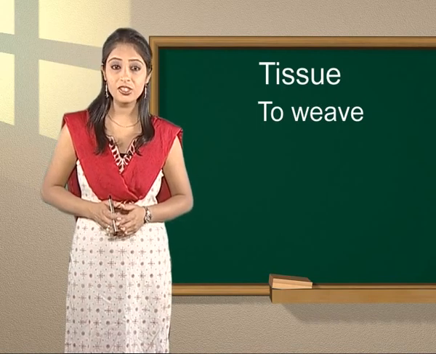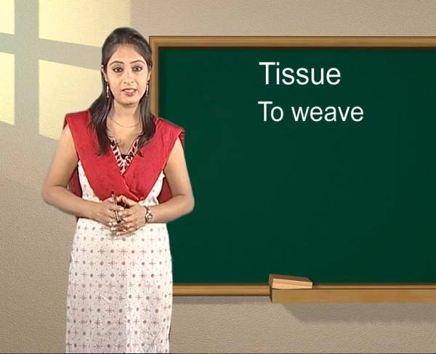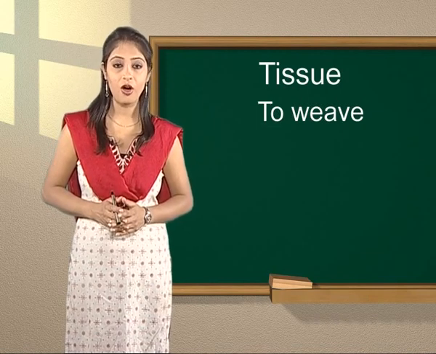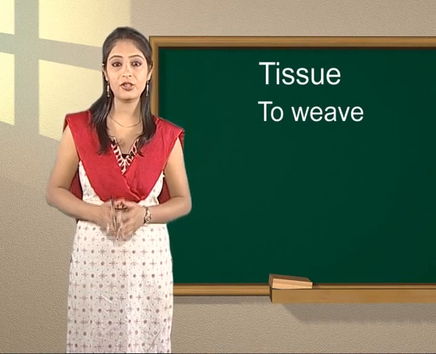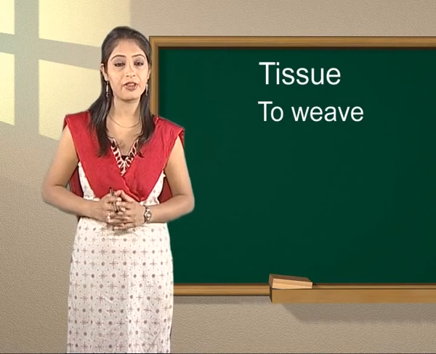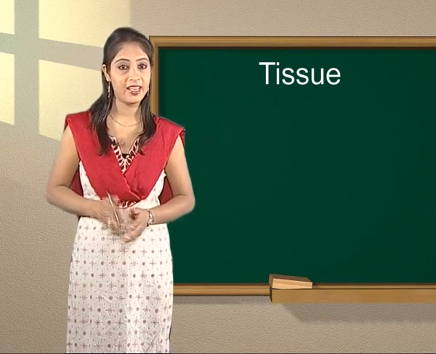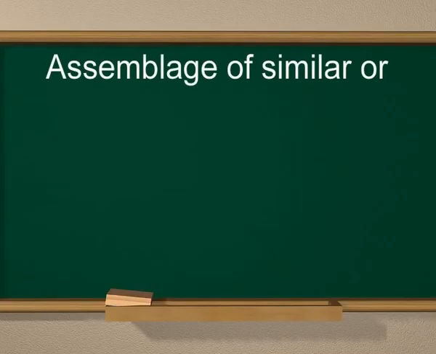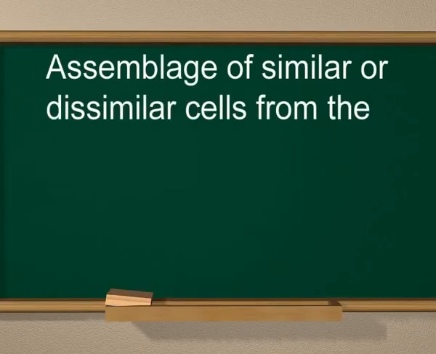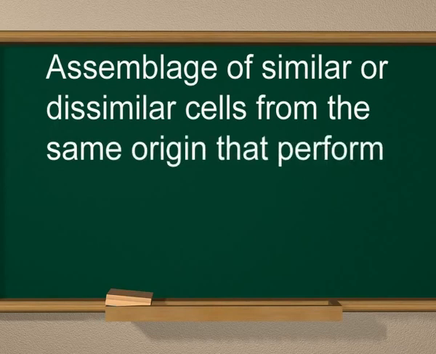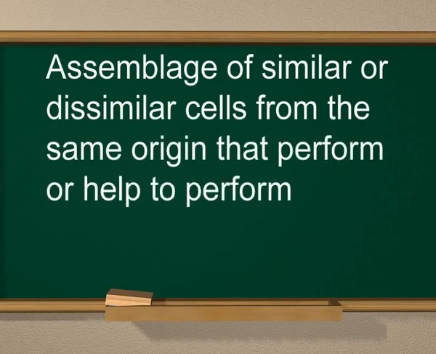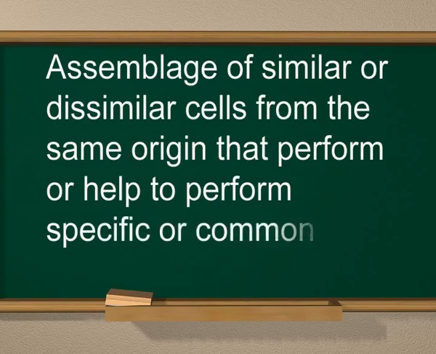Basically, the tissue is a collection of cells of common origin or structure working together to perform a specific function. Hence, tissue may be defined as an assemblage of similar or dissimilar cells from the same origin that perform or help to perform specific or common functions.